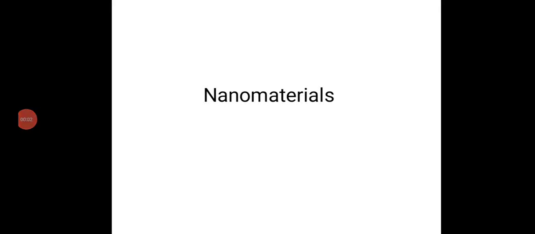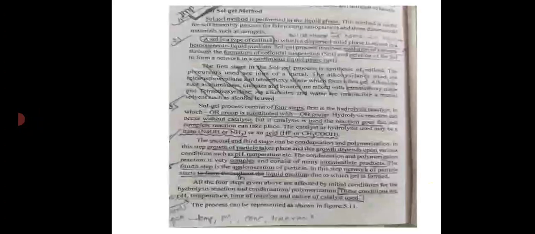Good morning, everyone. Today we will discuss the sol gel method. In the last lecture, we discussed the characterization and fabrication methods. Today we will discuss the sol gel method.